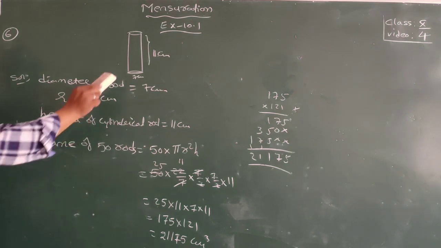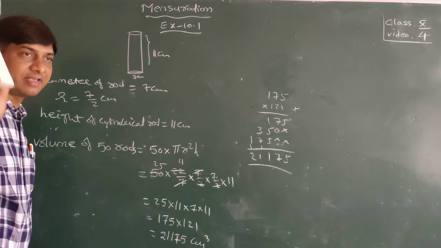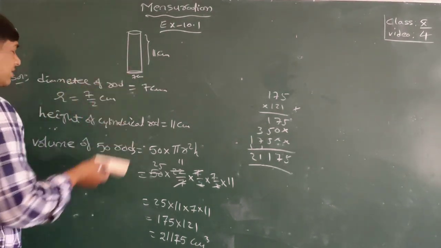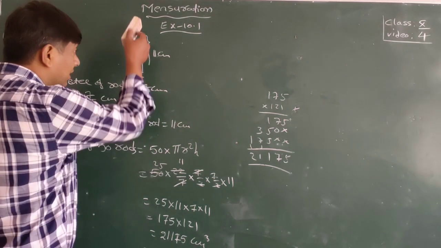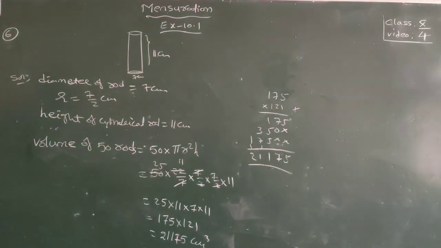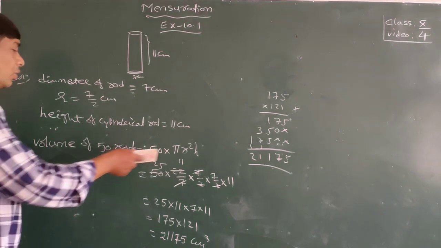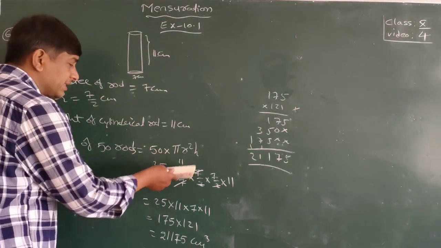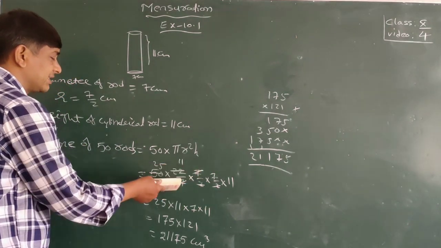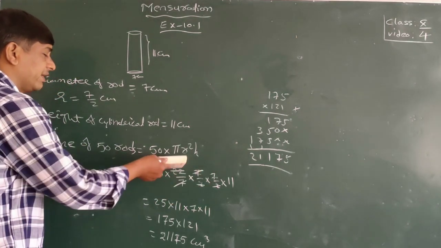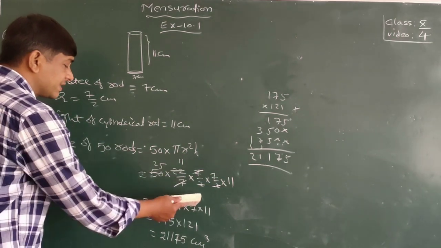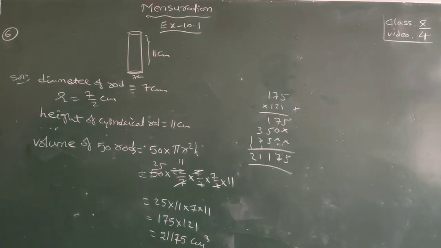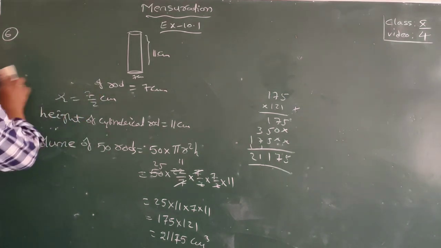Diameter is given. Read the question carefully, whether they gave a diameter or a radius. Diameter given is 7 cm, radius is equal to 7 by 2 cm. Height of the cylinder is equal to 11 cm. Volume of 50 rods is equal to 50 into pi r square h, 50 into 22 by 7 into 7 by 2 into 7 by 2 into 11. 7 7 cancel, 2 2 11 so 25. So 25 into 11 into 7 into 11. 25 times 7 is 175, 11 times 11 is 121. Multiply it, you get 21,175 cubic centimeters.